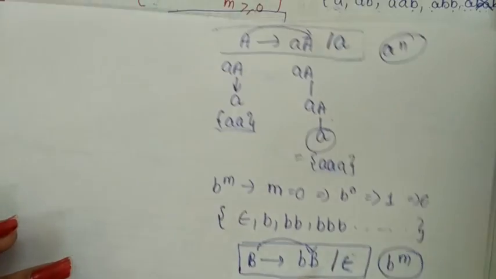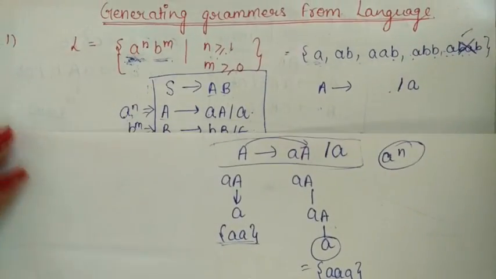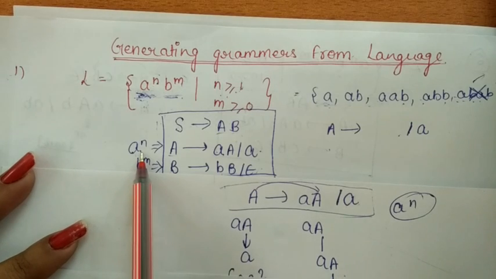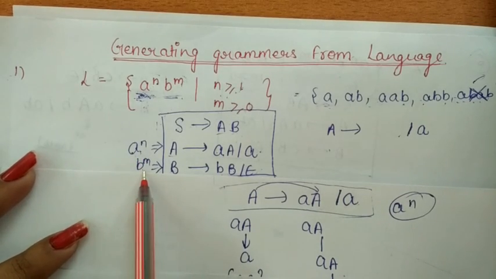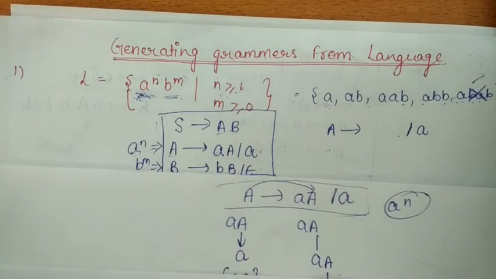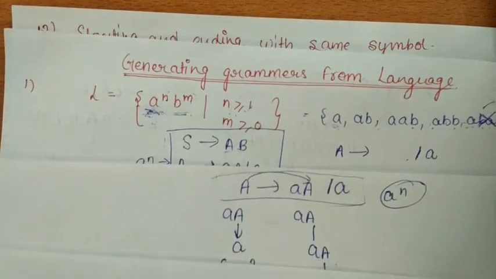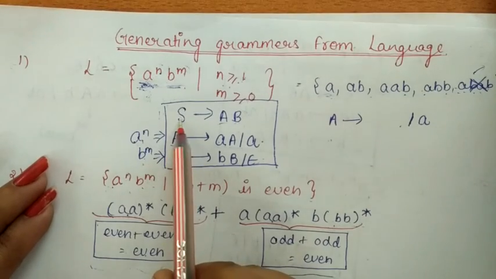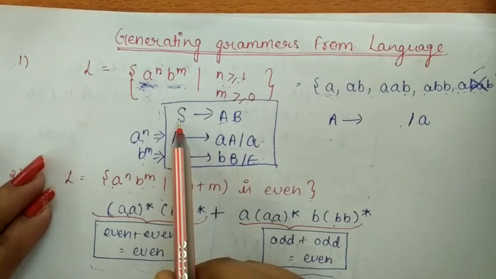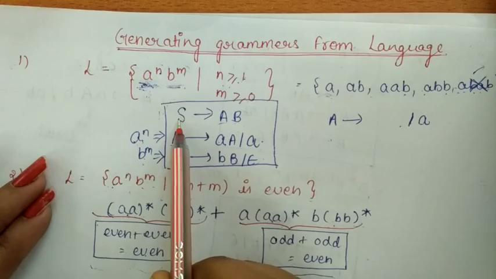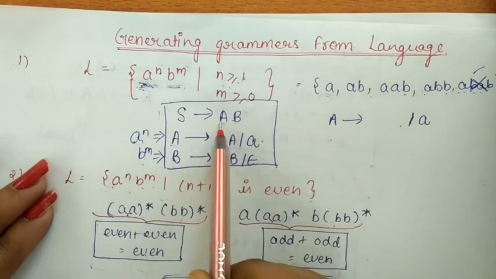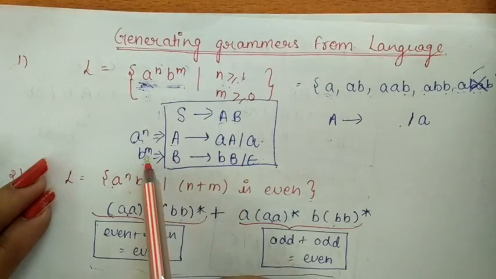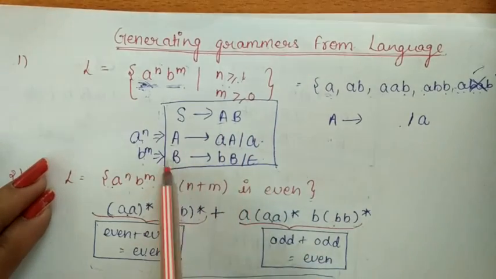Now we have to write the grammar for the whole language. So this is the grammar for a to the power n, and this is the grammar for b to the power m. How can we write the whole grammar? As I have told, S is the starting symbol. So if we write AB here, where A represents a to the power n and B represents b to the power m, this is the whole grammar.